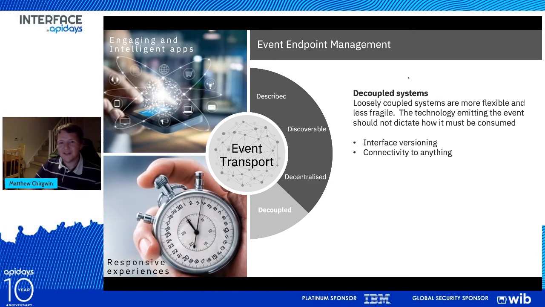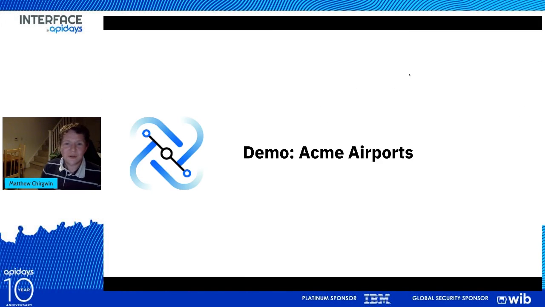So with all that said and done, and a little description of what event endpoint management and AsyncAPI can be used to achieve, what I'd like to do is run through a scenario, a demo for you, of how this can be applied. So for the sake of today, I'm going to run through a scenario for an airport operator, Acme Airports.